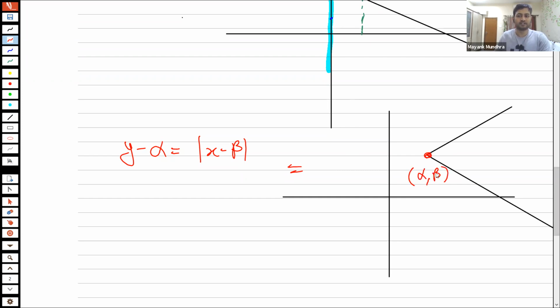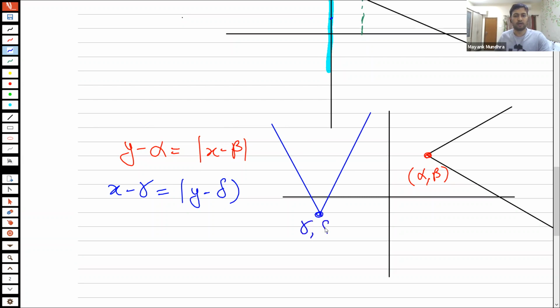Whatever this alpha beta is, it could be in any of the quadrants depending on if alpha is negative or beta is negative. So it could be anywhere, but from that point, it would be a V-shaped thing. And by similar logic, if you have x minus gamma equals to mod of y minus delta, it would be a vertical V-shaped thing from the point gamma comma delta. Okay, so this thing helps.